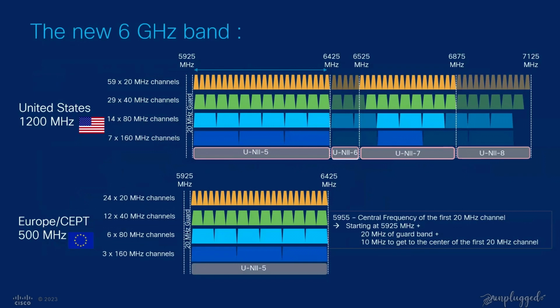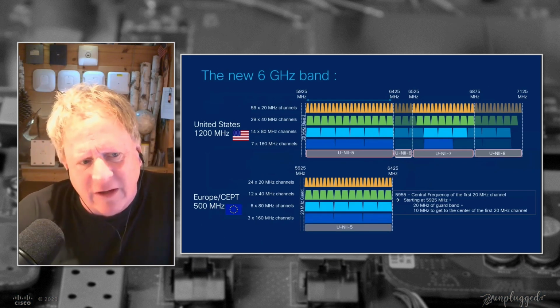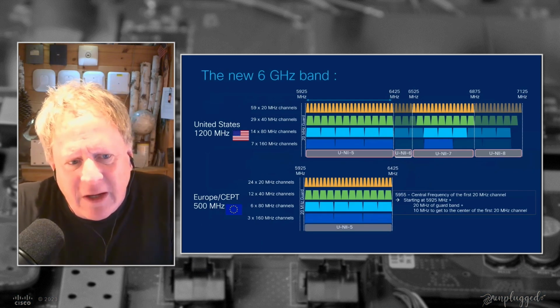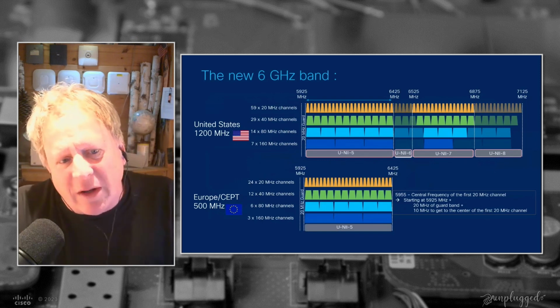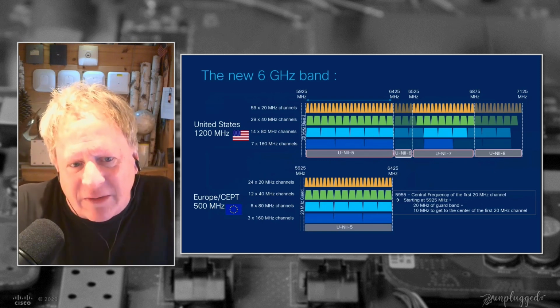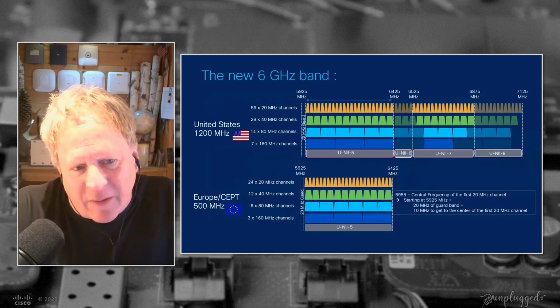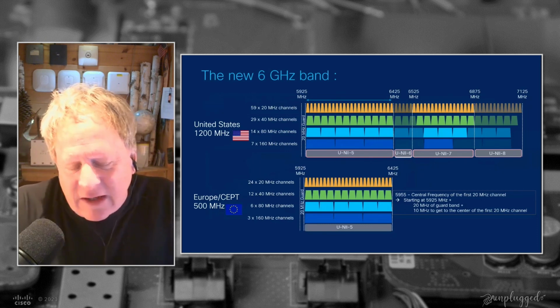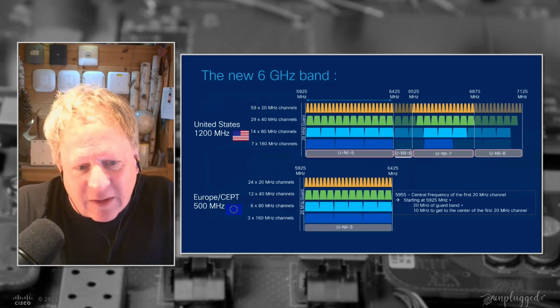But let me direct you back to the FCC domain here, the 1.2 gigahertz. And this is also applicable to other parts of the world that are also using 1.2 gigahertz, not just the United States. But we've got 59 20 megahertz channels. That's more channels than we've had ever in the past with Wi-Fi, even if you consider the additional channels that we gain with 5 gigahertz.